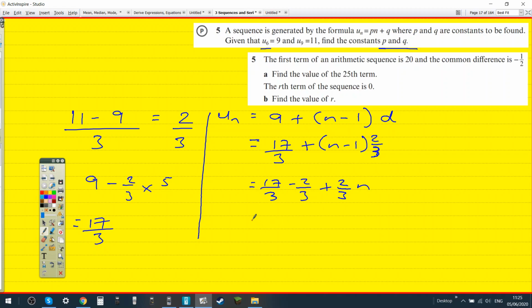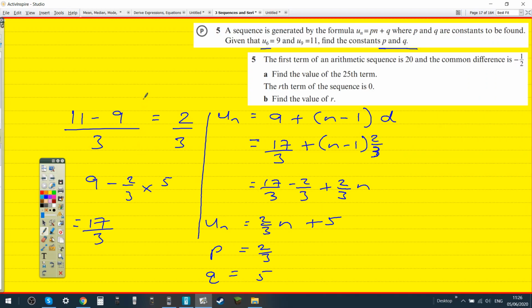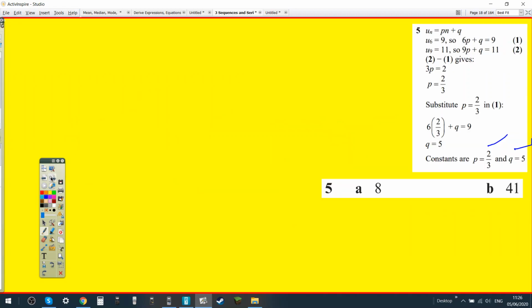And so it gives me 2/3 n plus 5. So P equals, Q equals? P equals 2/3, Q equals 5. Looks good. 2/3 and 5. Yep. Any questions here? No. Okay.